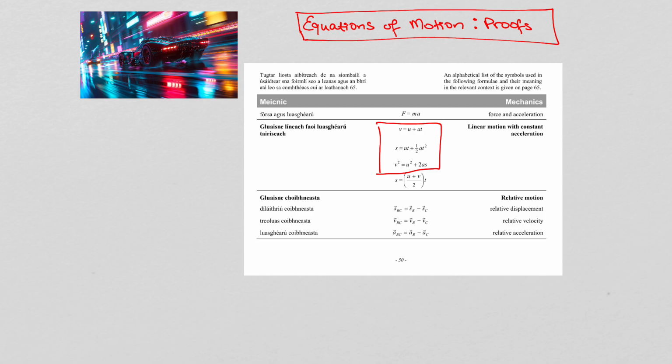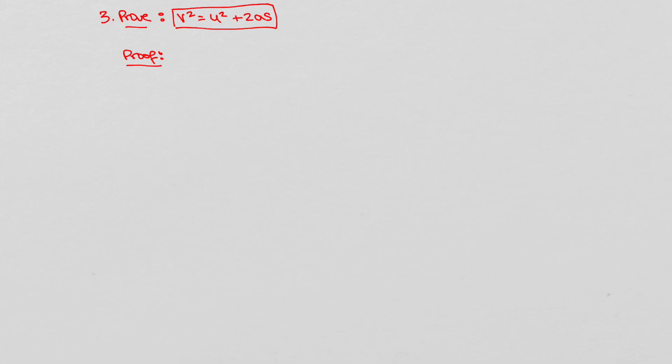So just revisiting page 50 there, we can see the third equation of motion I need to prove is that v squared equals u squared plus 2as. So this is the third equation of motion, which now means that I can use the two previous equations of motion that I've just proved. So to start this proof, we're going to start with what we already know about velocity, in that v is equal to u plus at.